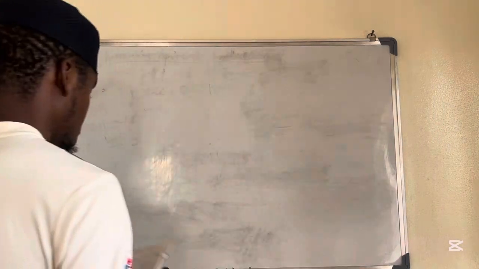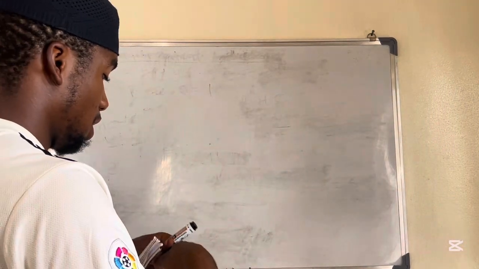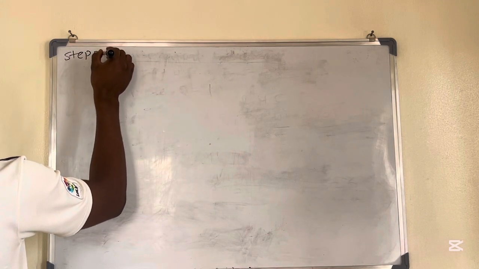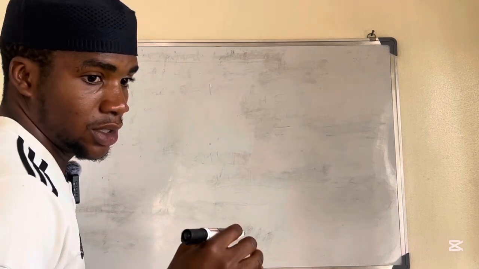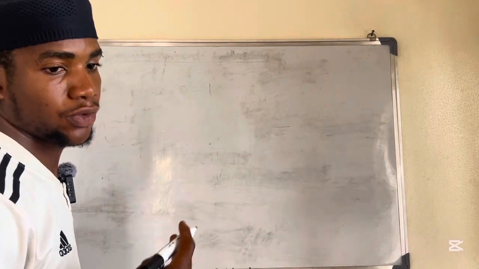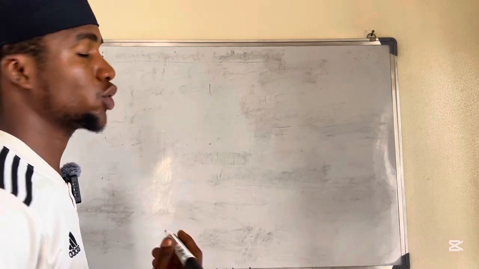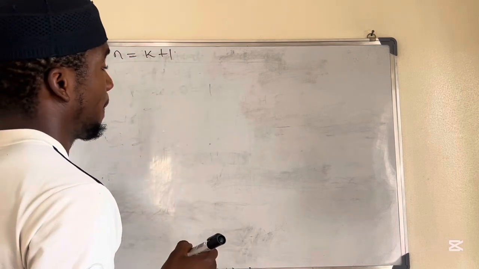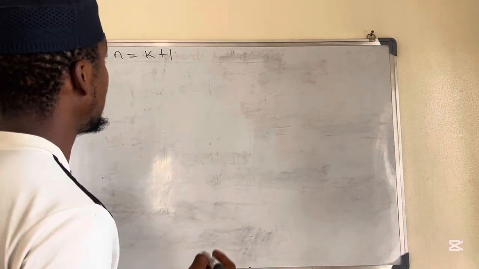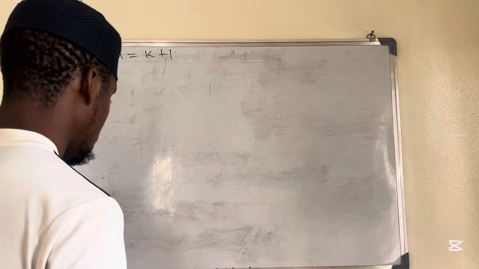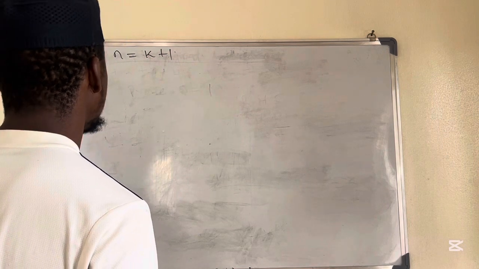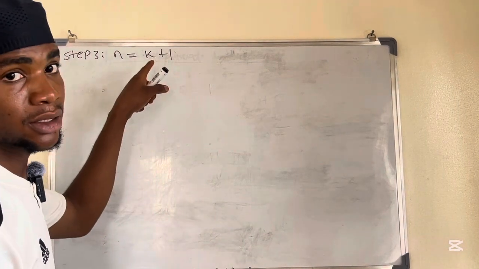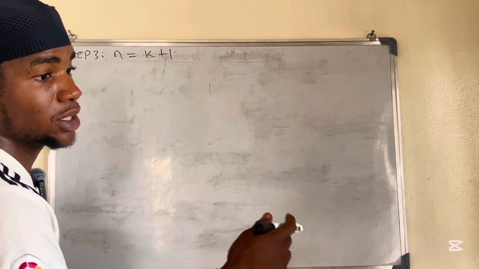Step 3 says that we should prove that n equals k plus 1. Anywhere we see k, we are just going to substitute the value k plus 1. Anywhere we see n, we substitute k plus 1, which means incrementing n by 1, which is the next term.